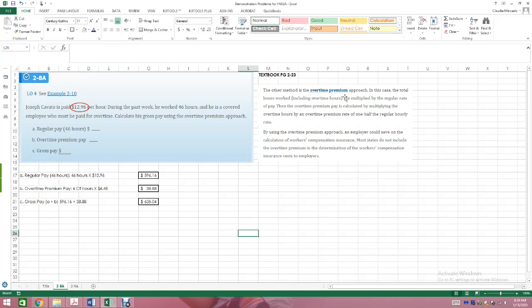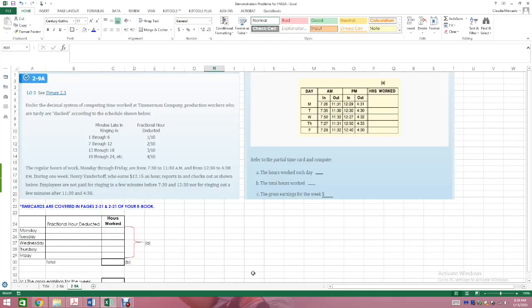Okay, so very simple. It's just different ways of calculating overtime. The overtime premium approach, that's one way. Now the other way that we calculate overtime is we calculate first the 40 hours of pay times our rate. Second, we multiply any overtime hours times 1.5. This is covered in your textbook. You have both methods. So this is the first problem that I'm covering.